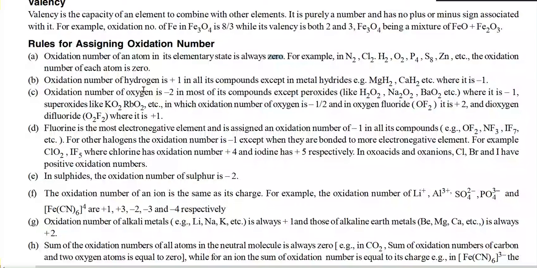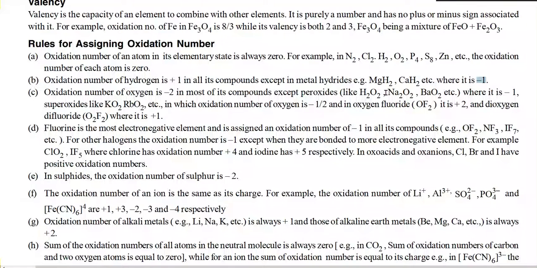The oxidation number of hydrogen. In most compounds, the oxidation number of hydrogen is +1. But when hydrogen is combined with metals, they are called metal hydrides. In metal hydrides, the oxidation number of hydrogen is -1. For example, magnesium hydride, calcium hydride, CaH2.